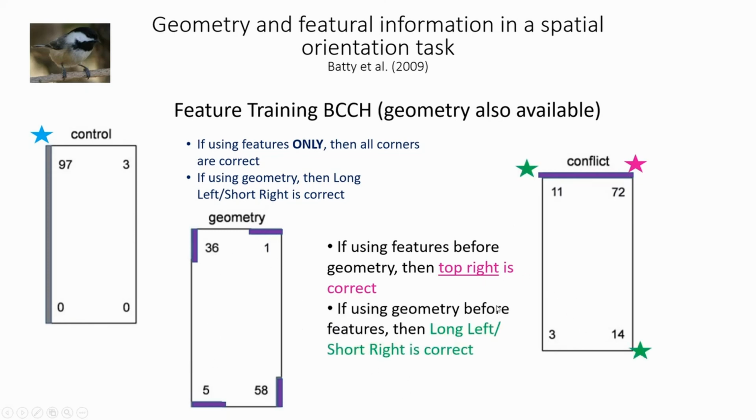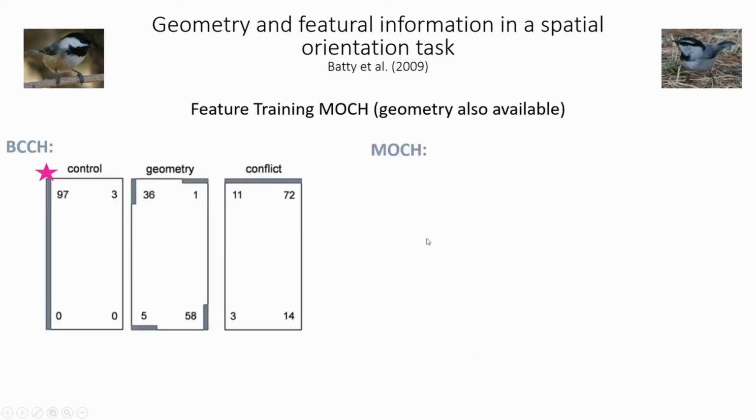And then if they were using geometry before features in this conflict setup, they would have searched in either of these two corners, which is what we saw over here. So what we've found is that when we put these two things into conflict, they do go for the featurally correct corner, but most of their errors are made to the geometrically correct corners. So the chickadees are using both geometry and featural information here, which is really cool. And so this was for our black-capped chickadees.